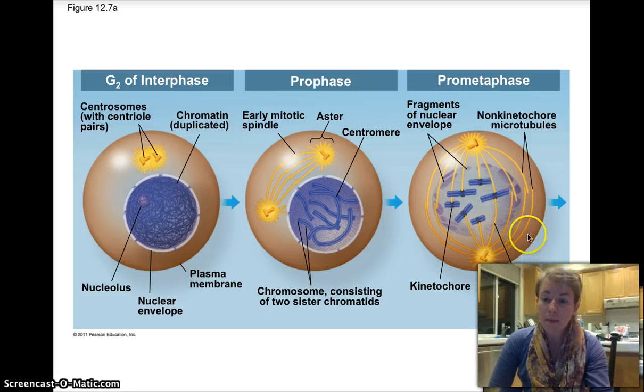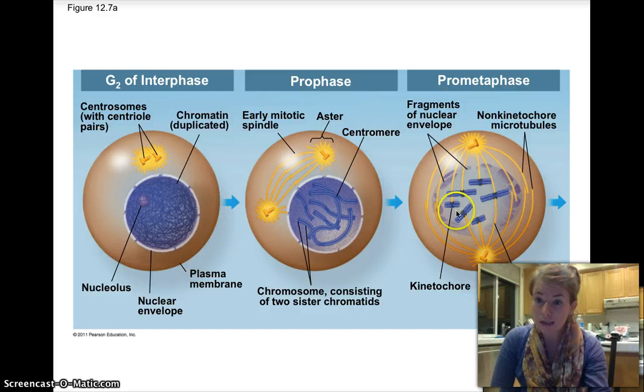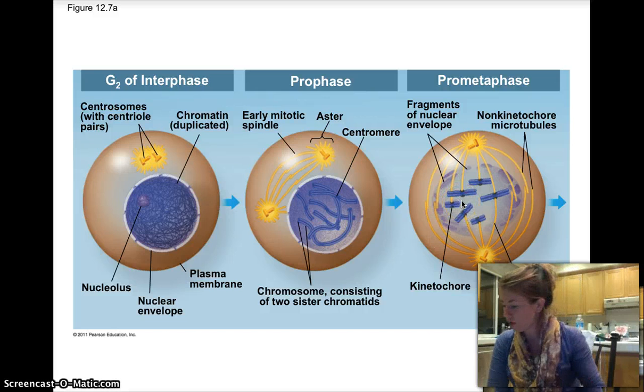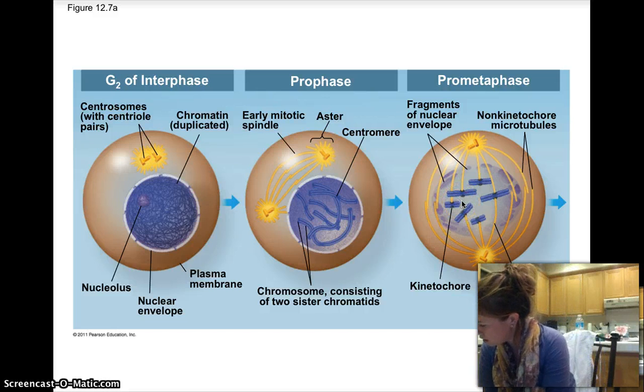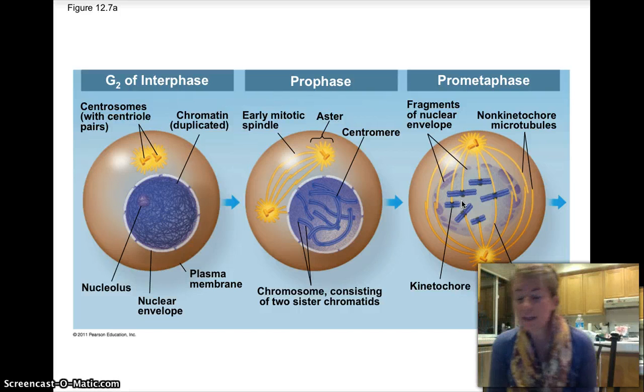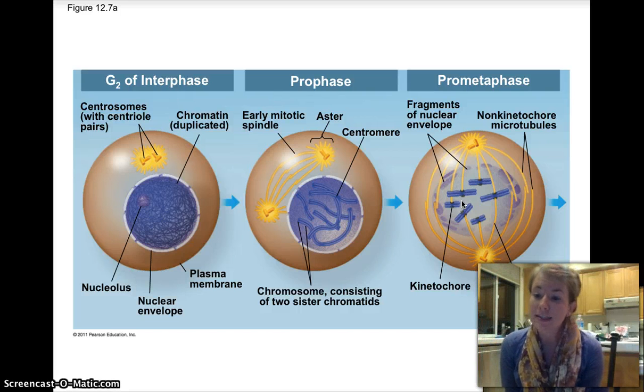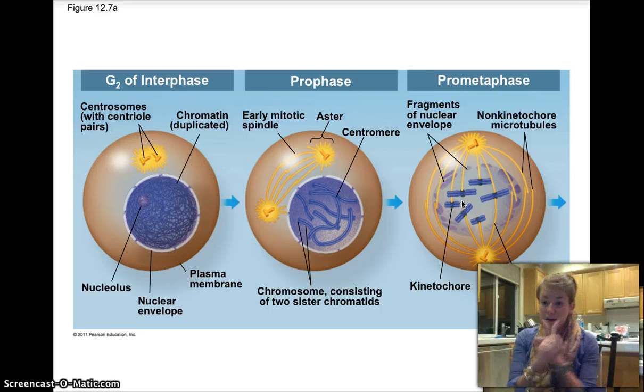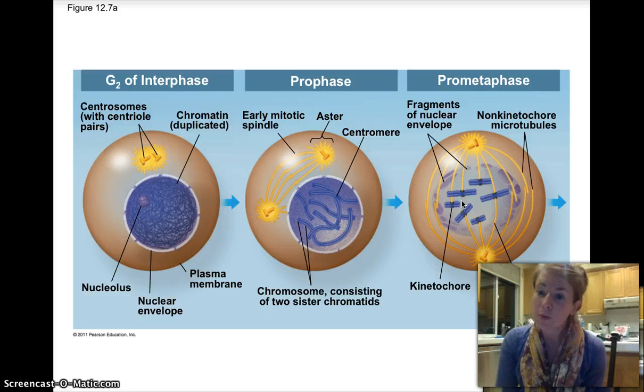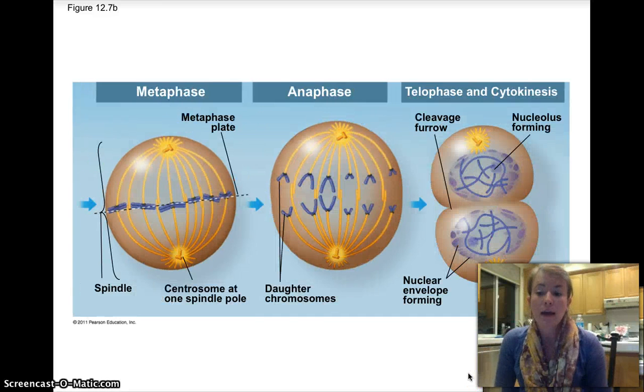There are also many microtubules that are not attached to the kinetochores of the chromosomes. Now, the difference between kinetochore and centromere is that centromere is a location on the chromosome, so it's just this place in the middle, whereas the kinetochore is a bunch of proteins that are used to help attach the chromosomes to the mitotic spindle. Okay, then we get to metaphase.